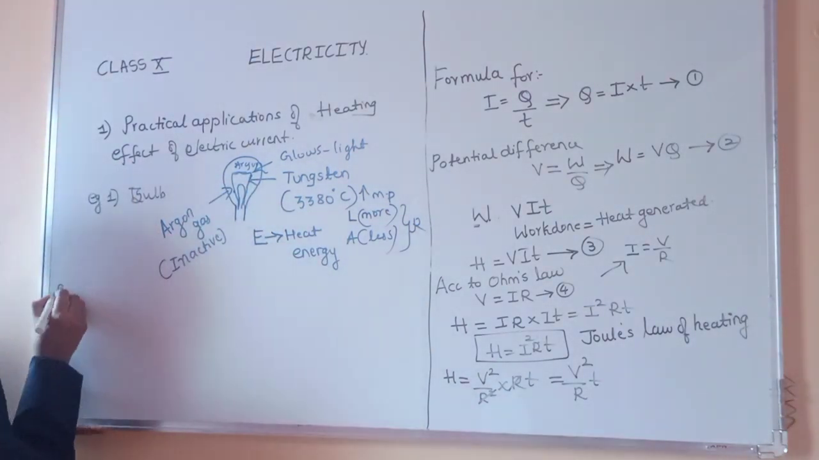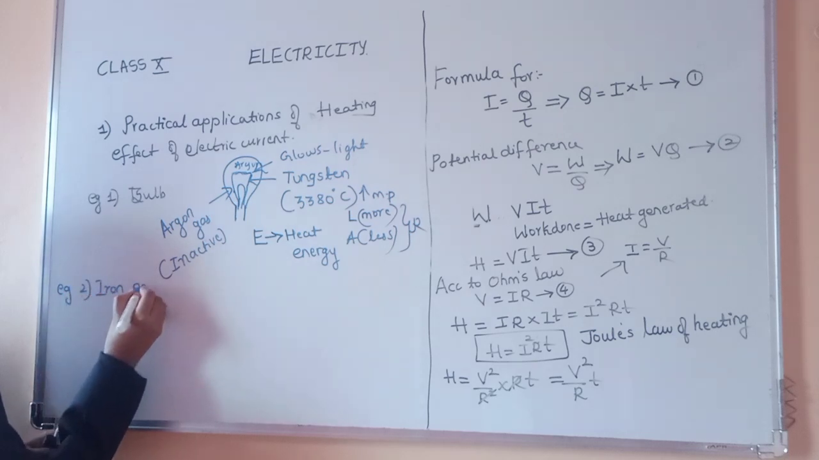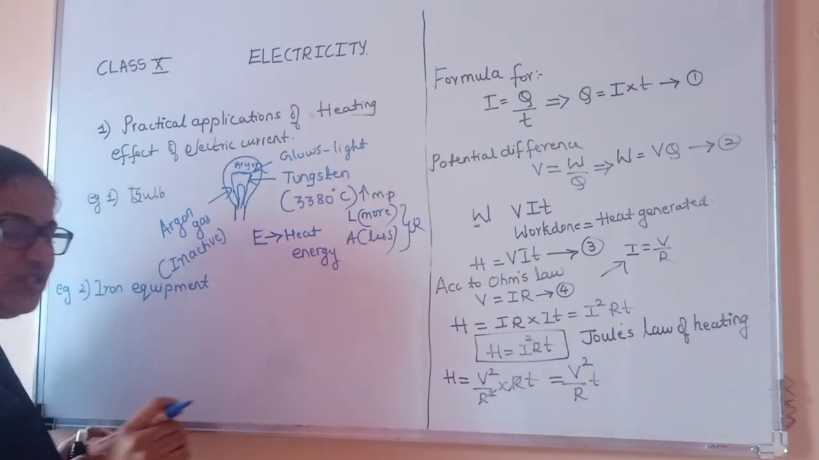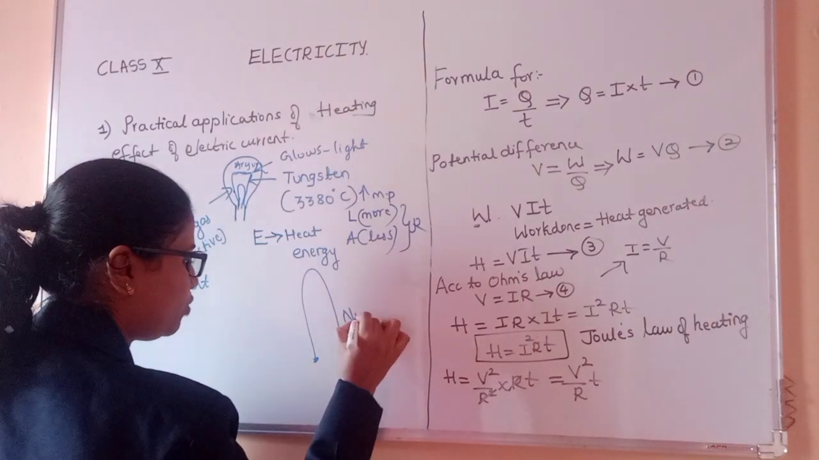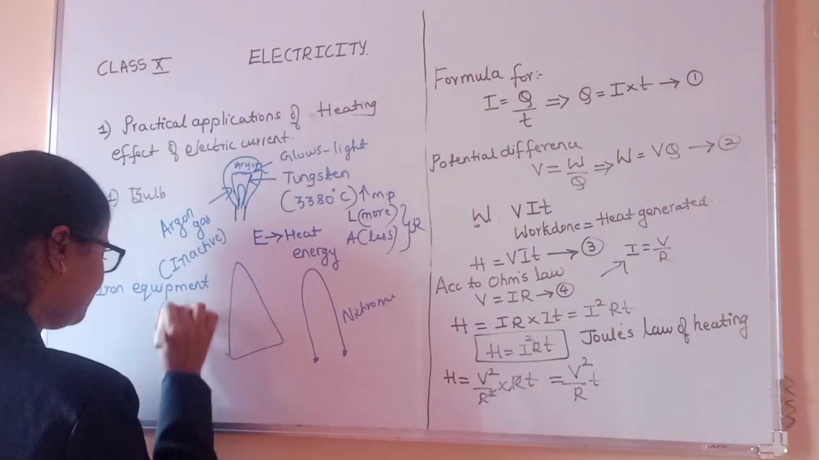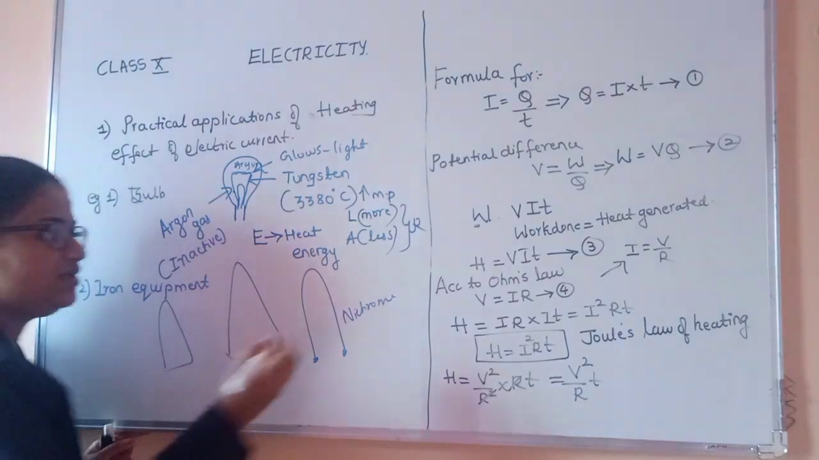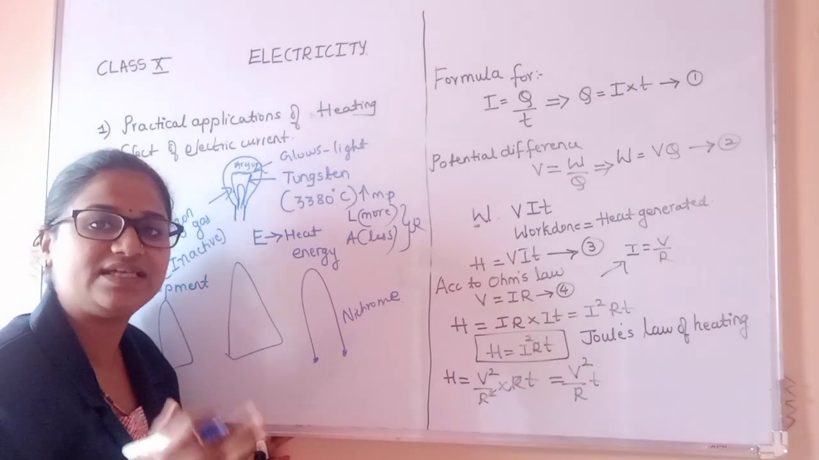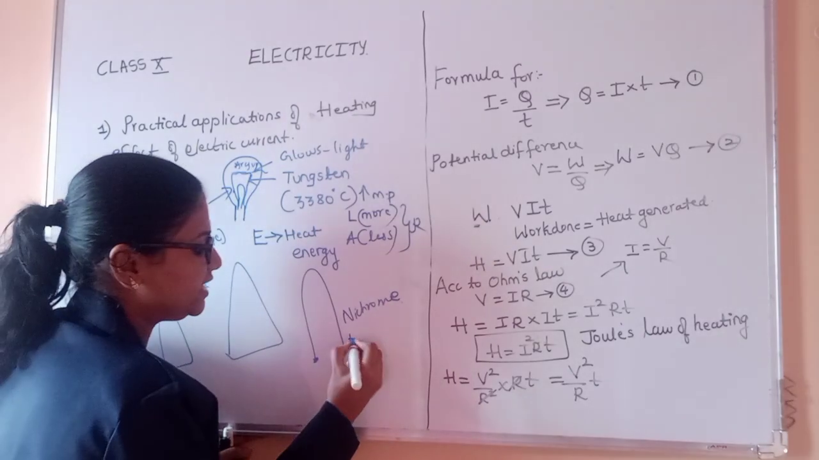This is the first one. The second one is our iron equipment, the iron machine. In the iron machine, we have a nichrome wire, one plate, and another plate. It is made up of three stages or three plates. The first one is a nichrome wire, which has a very high melting point. It is a very good conductor of electricity, so it will get heated up.